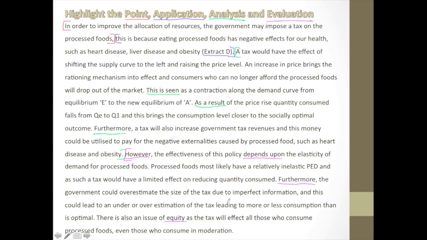So if you go through that paragraph, that's a very nice example of the point, application, analysis, evaluation structure. Have a look at that, go to the website, download some examples, and start getting into the habit of highlighting the point, application, analysis and evaluation, and then you can begin to start building that into your own paragraphs and getting 25 marks.